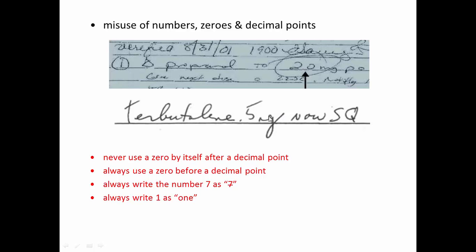In the bottom order, this was another medication error. It says terbutaline, 0.5 milligrams now, subcutaneous. Of course the decimal point was lost also, so the person received 5 milligrams instead of 0.5 milligrams. Again, they received the wrong dose. So always put a 0 before a decimal point so that we know that the decimal point is there.